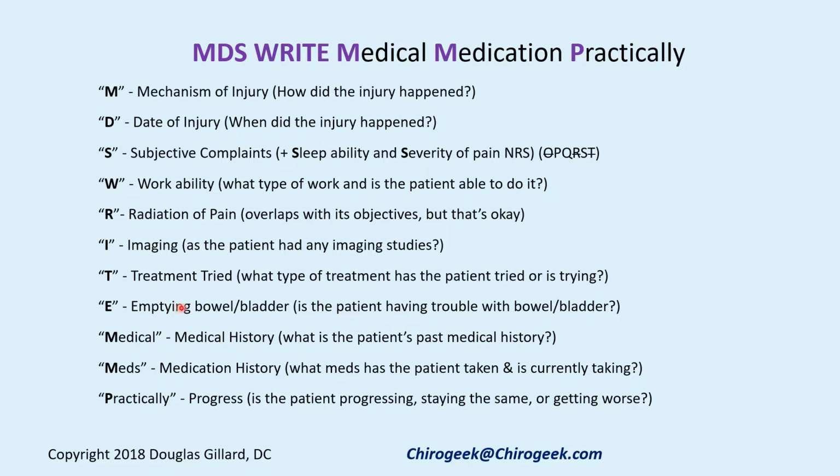E is for emptying the bowel or bladder. You always ask the patient, are you having hesitancy? Are you having any problems with going number 1 or number 2? And then the medical history: does the patient have a blood clotting disorder? Do they have osteoporosis? That'll affect the type of surgery that can be used. You can't pull on pedicle screws really hard if they have osteoporosis.